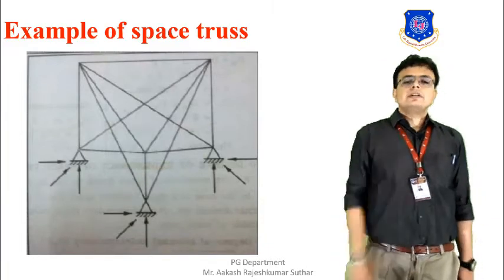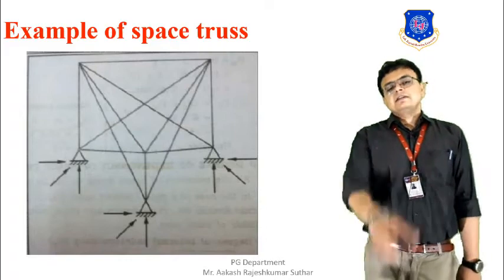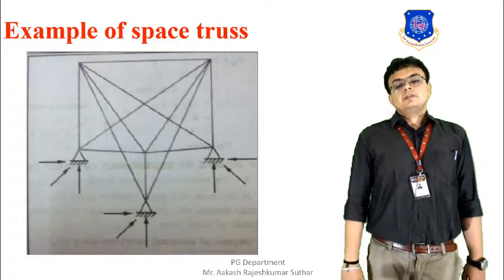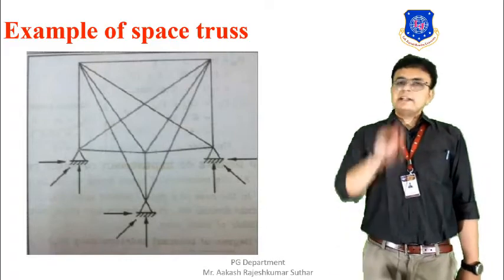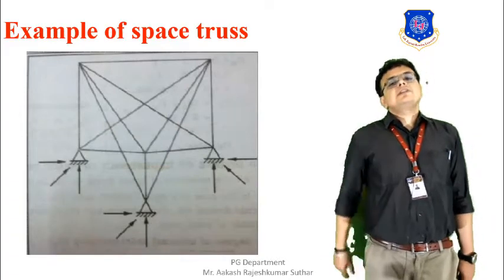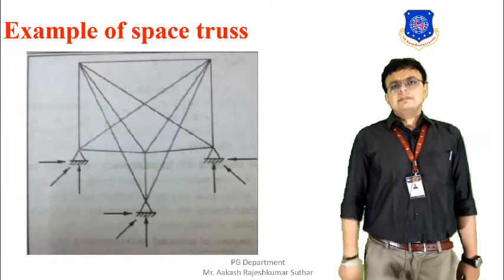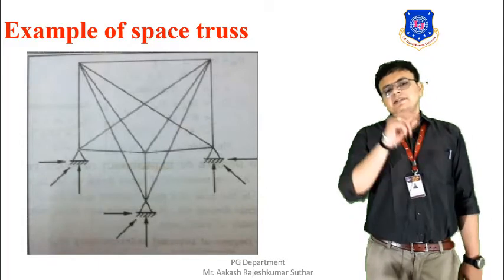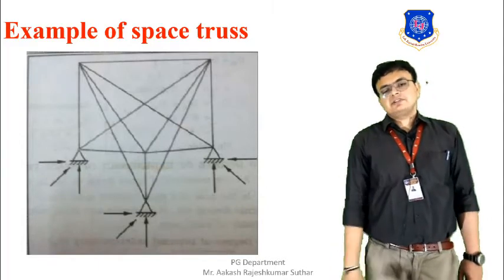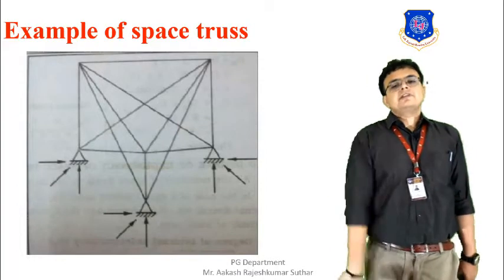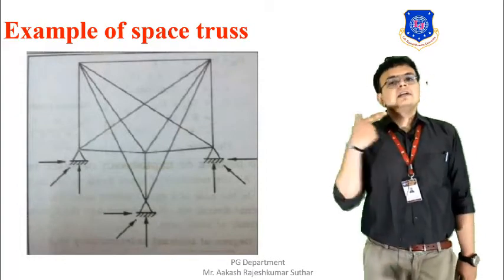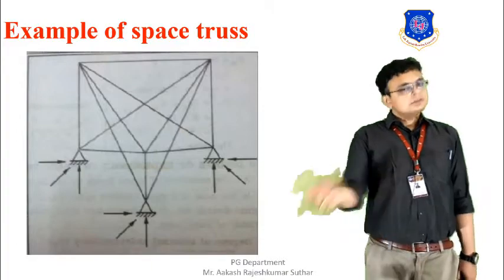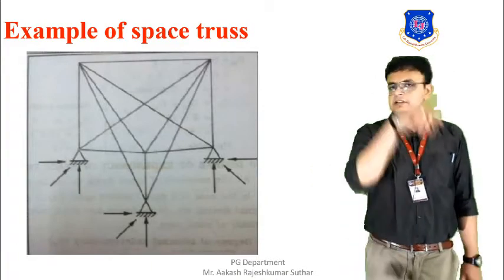You can see over here that the space truss has three supports, and all three supports are pin jointed, meaning a hinge. Because of this, each of them will have three reactions, a reaction in all three directions: y direction, x direction, z direction. So three supports, three reactions each. So let's solve it.